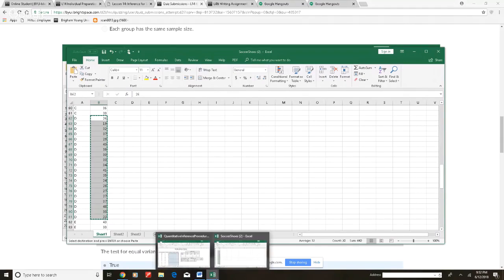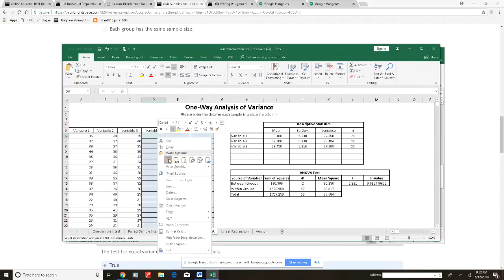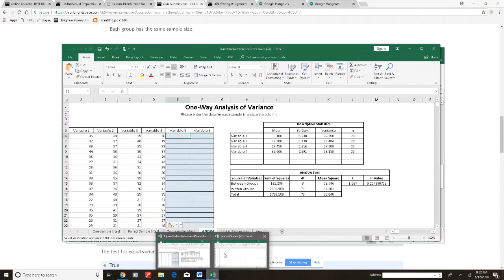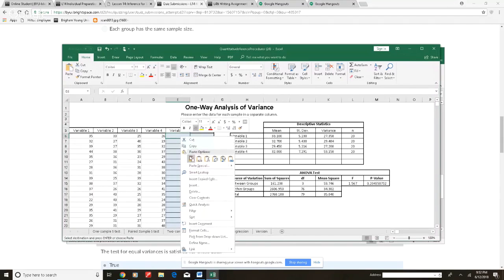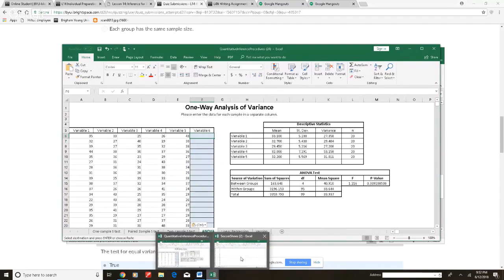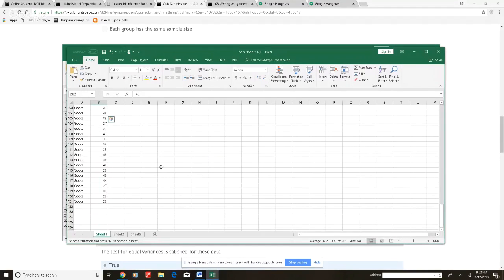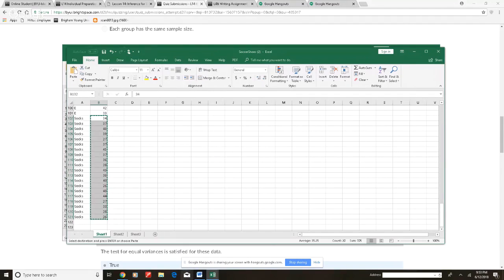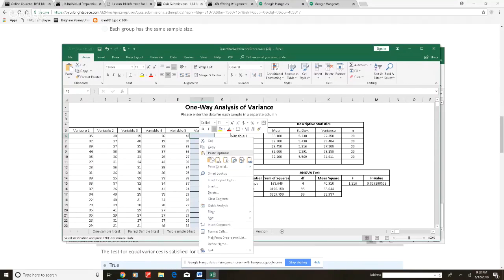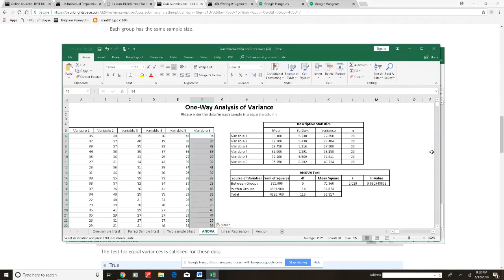Copy, almost there, paste, and then it's already on. E, copy, and then last one, stop. The last one, stop. There. And now, okay. I see you got that one.